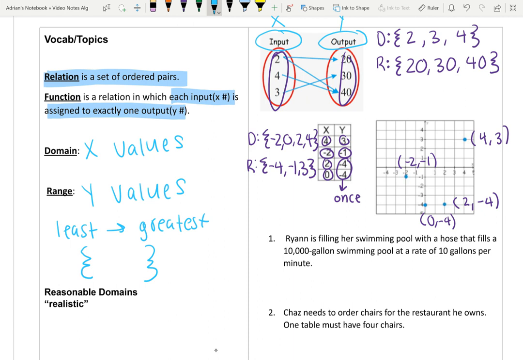So for my domain, I'm just going to list all of these x values here. I'll do this up here. So my domain, my smallest one was -2. Then I have 0, then 2, then 4. And then for my range, that is the y values. So I have a repeat here again. I have -4 twice, so I'm just going to put -4, then -1, and then 3.